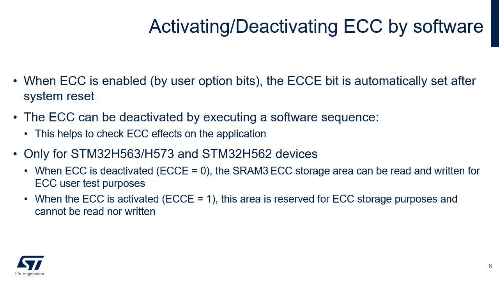ECC can be automatically enabled by programming user option bits in the flash memory. ECC can be disabled by executing a software sequence that writes keys into ECC key registers. Since ECC requires a read-modify-write operation when writing partial data, byte or half-word, the performance can be measured with and without ECC. When ECC is disabled in SRAM3, the last 64 kilobyte block containing the ECC codes is accessible by masters. This can be used for error injection. When ECC is enabled in SRAM3, this area is reserved and cannot be accessed by masters.